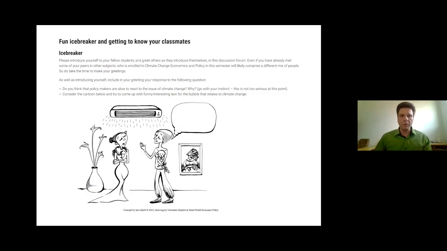One thing that really worked for me is this icebreaker. At the start of the semester, I got the students to introduce themselves and tell me why they chose this elective subject, and also what they think about current climate policy, and why they think policymakers are maybe not doing as much as they could. I also got them to come up with a text for this cartoon. It was really great to see dozens and dozens of students come up with some ideas and introduce themselves. So I think it's a really good start of the semester where people get to know each other.